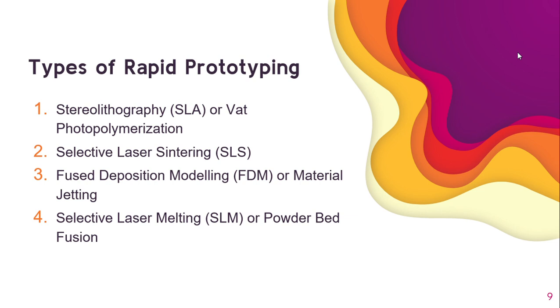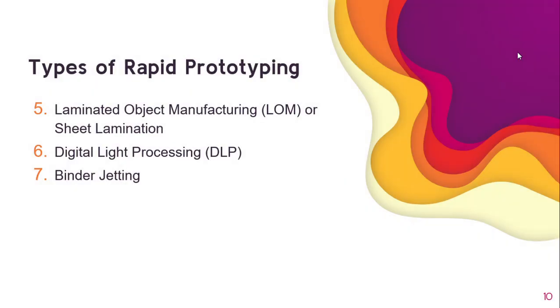What are the different types of rapid prototyping? Number 1, stereolithography. Number 2, selective laser sintering. 3, fused deposition modeling. 4, selective laser melting. 5, laminated object manufacturing. 6, digital light processing. And 7, binder jetting.